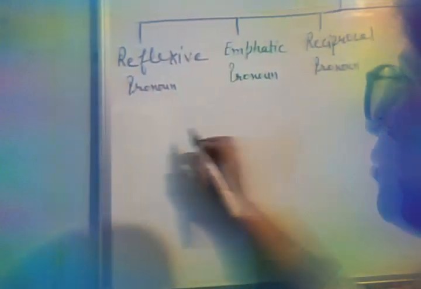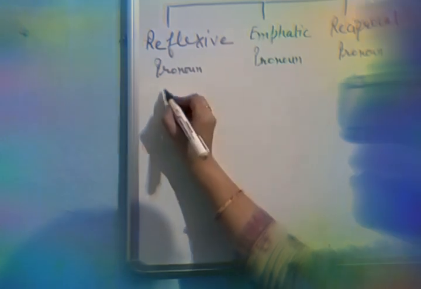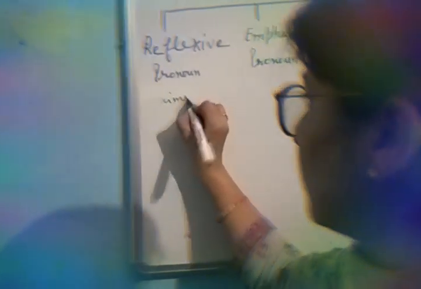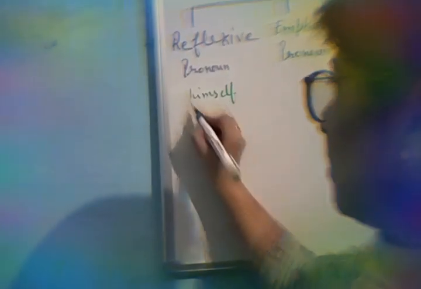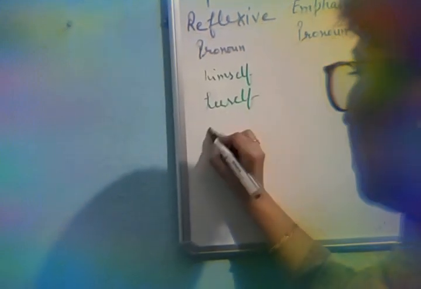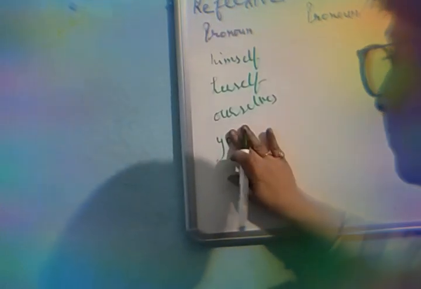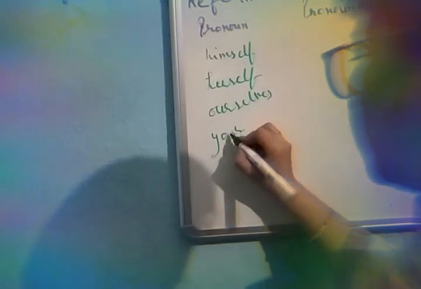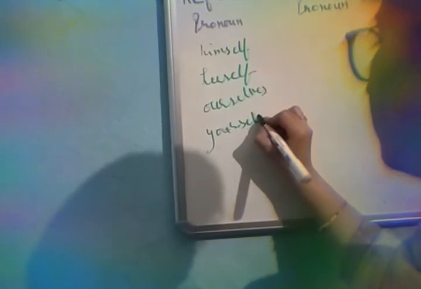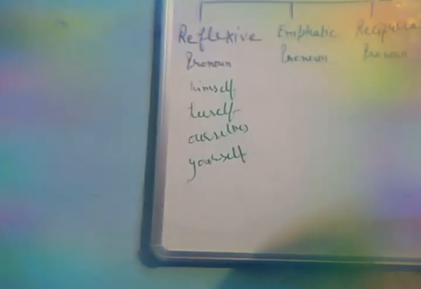Reflexive and emphatic, in both these parts we make use of same pronouns: himself, herself, ourselves, yourself, self or selves, any. But then what is the difference between the two?